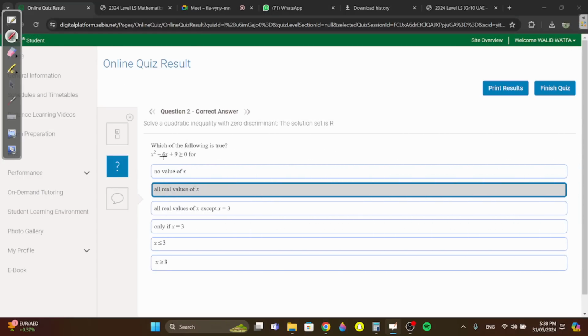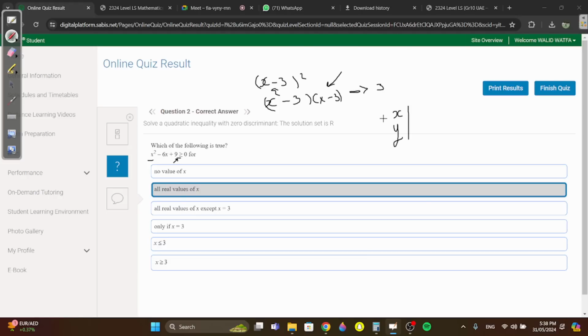Question 2. x squared minus 6x plus 9 greater than or equal to 0. If you factor it, it's going to be (x minus 3) squared, because it's a perfect square. Which two numbers multiply to get 9 and add up to 6? It's 3 and 3. So you get (x minus 3)(x minus 3), which is the same as (x minus 3) squared. I'm showing all the possible alternatives. That means we only have one root, and that's 3. So let's draw the table.